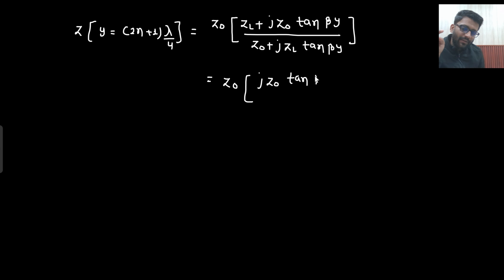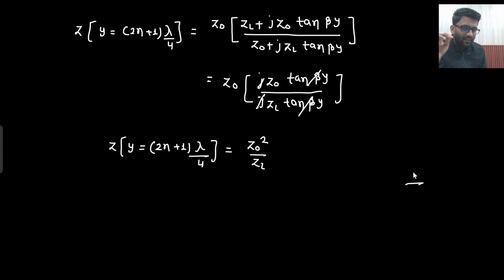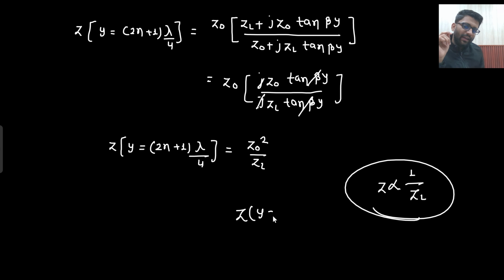The remaining part is jZ naught tan beta y divided by jZL tan beta y. So tan beta y gets cancelled, j gets cancelled. So what you get is: when the distance from the load is an odd multiple of lambda by 4, then the impedance will be Z naught square by ZL. Whatever the load is, the impedance is inversely proportional to the load.